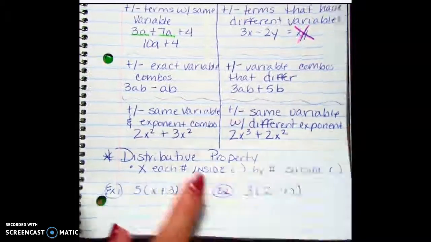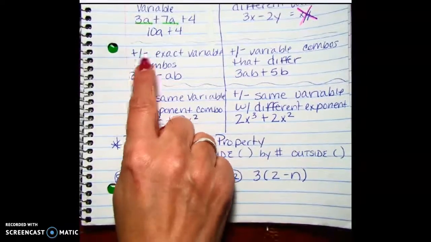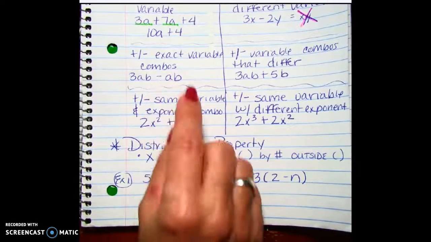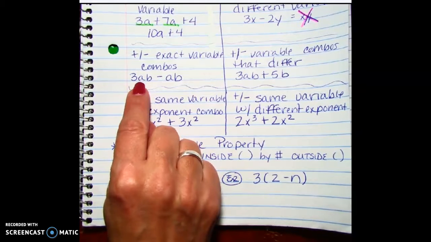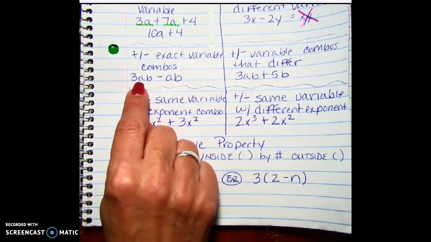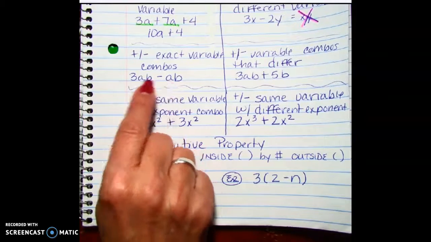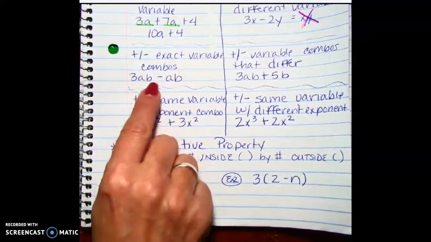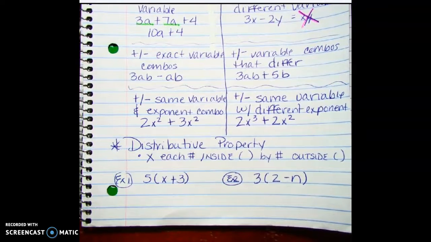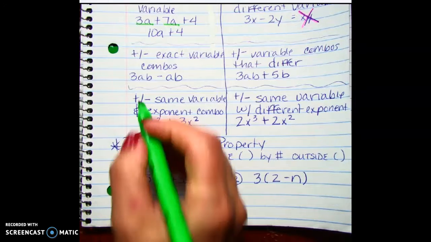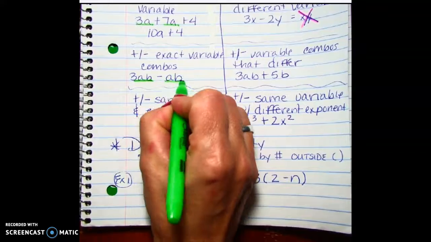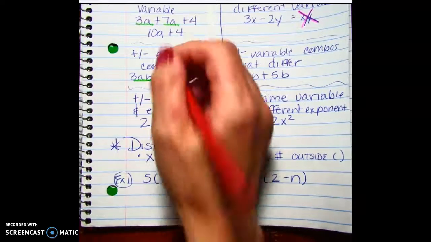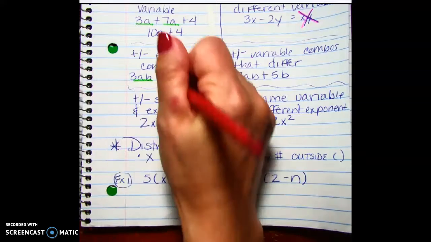Now let's look here at what you can do. You can add or subtract exact variable combinations. What do I mean by that? You might see 2 variables in an expression, okay? These 2 terms have the same variable combination, AB, AB. Now, what I can do is I can subtract those. That's the operation. Now, one thing I want to remember is that with AB, we make believe that there's a number 1 in front of it.